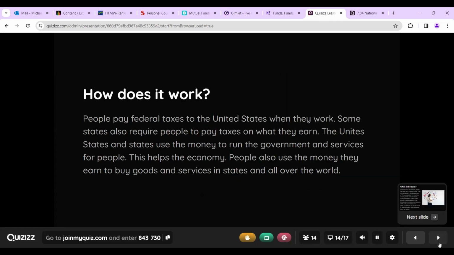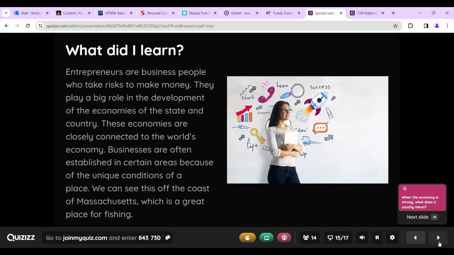How does it work? People pay federal tax in the United States when they work. Some states also require people to pay tax on what they earn. The United States and states use the money to run the government and services for people. This helps the economy. People also use the money they earn to buy goods and services in states and all over the world. What did I learn?